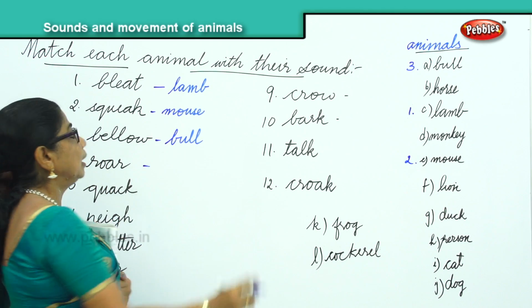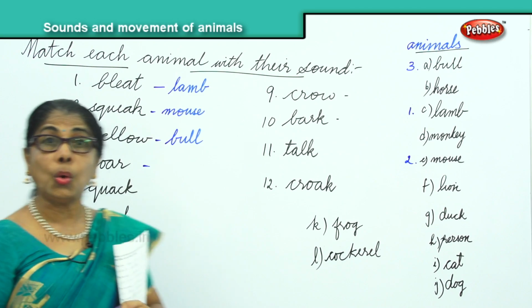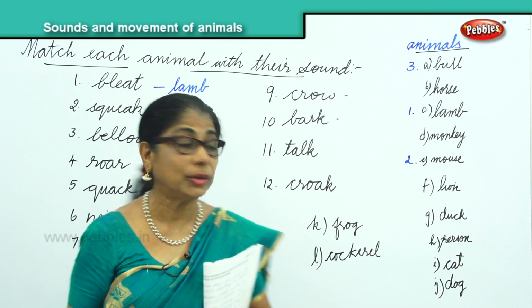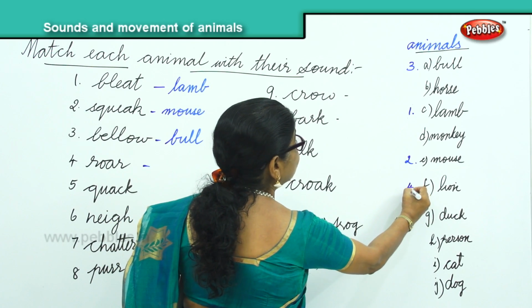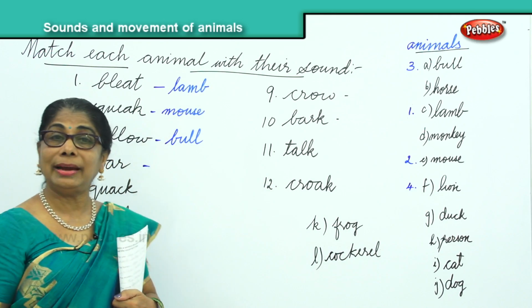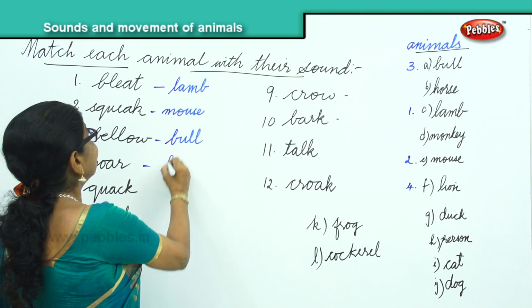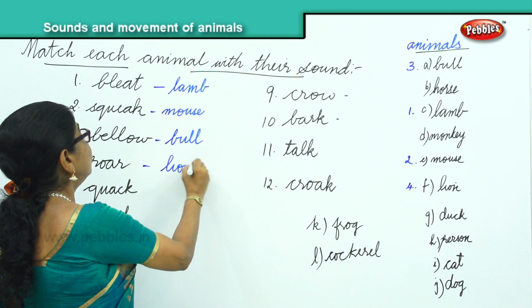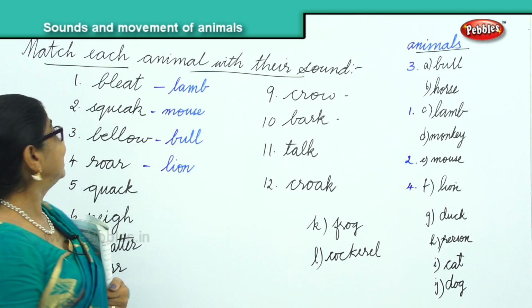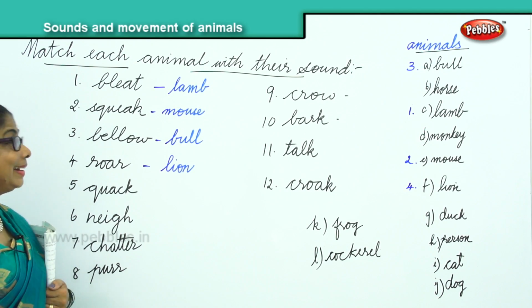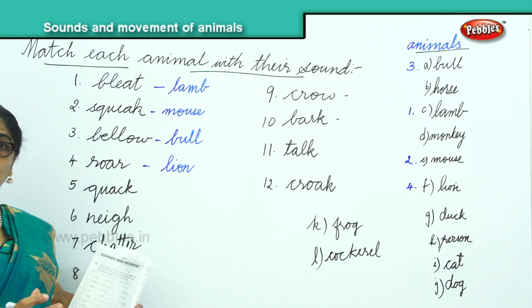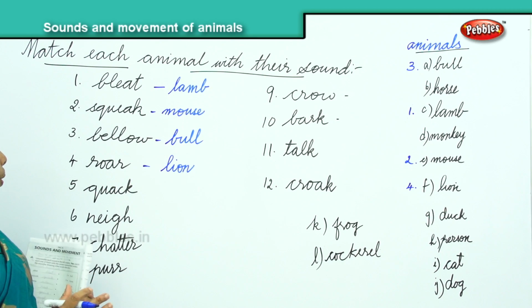Now, we have here roar. Who roars in the forest? A lion. Very good. A lion roars. Lamb bleats, mouse squeaks, bull bellows, lion roars.